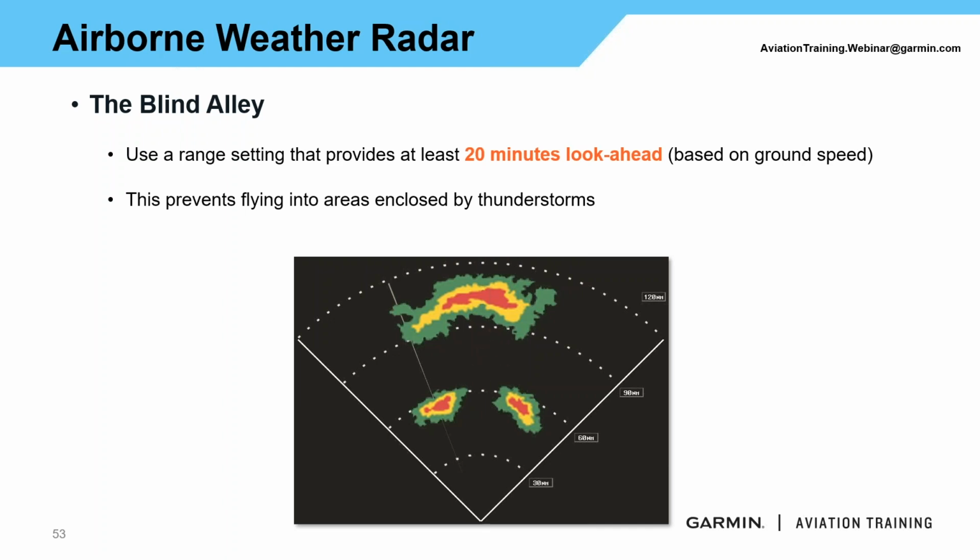So try to give yourself that 20-minute look ahead. Based on your ground speed, you would adjust that range. And that's just kind of your go-to cruise setting for range. Now, I always adjust my tilt and my range based on what I'm trying to look at. I don't just keep it in one place for the entire flight. I'm constantly managing it throughout the flight.